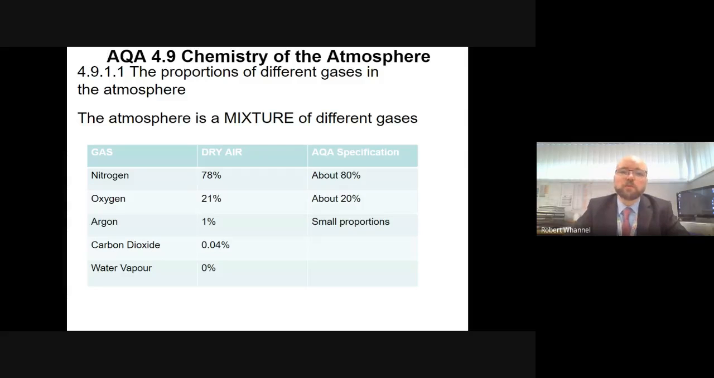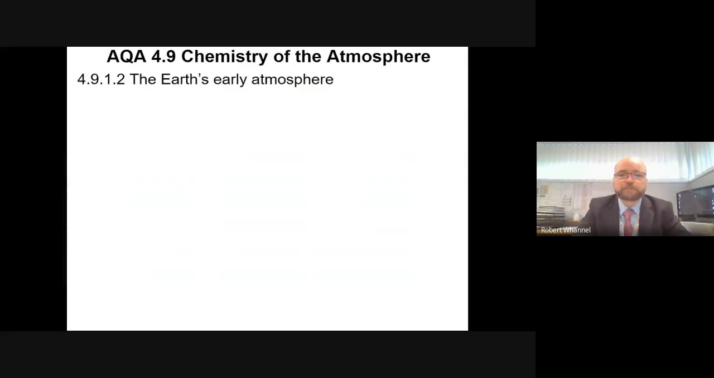So make sure you know nitrogen is the most common, oxygen is the second most common, and then depending how moist, as it were, the atmosphere is, argon at 1% or the water vapor, and then carbon dioxide, the gas that you'll hear about more later on in this topic, is only 0.04%. It really is quite a small percentage. And AQA, for all three of these, they just say small proportions.